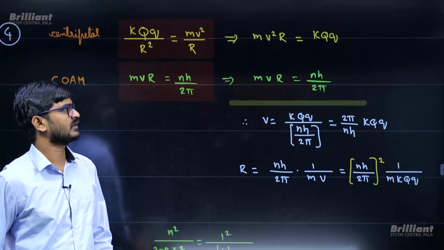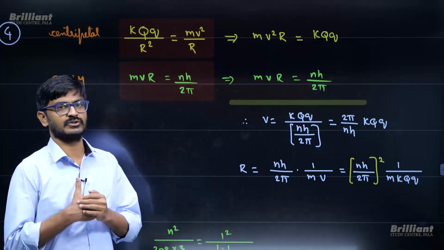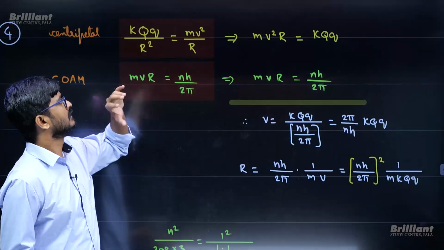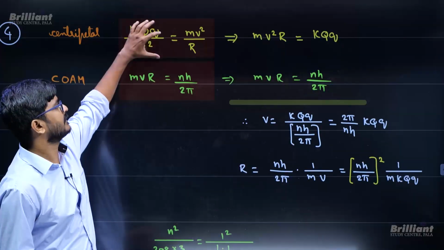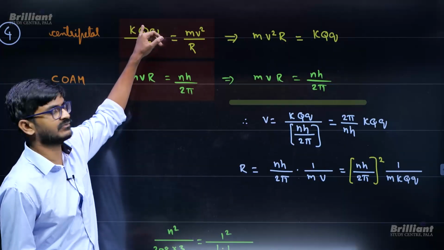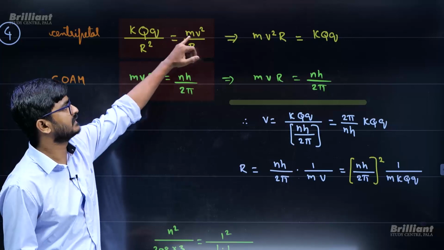So in all these questions, we will be starting from scratch with Bohr's model, because they are changing some situations, right? So these are the two things we need to write. Centripetal force will be provided by the electrostatic force, K Q1 Q2 by R square, where this is the charge of the nucleus, this is the charge of the electron, and this is the mass of the electron.